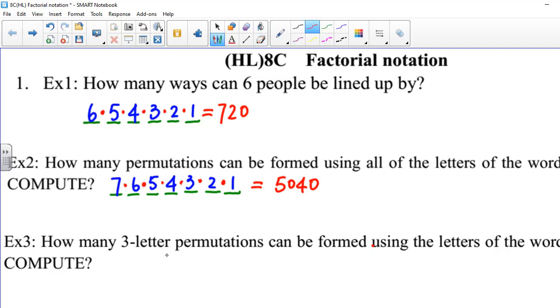Let's look at the last example. How many 3-letter permutations can be formed using the letters of the word compute? Very similar question to example 2. But this time, I'm not using all 7 letters. I only need to use 3 letters to form different permutations. 1, 2, 3. So I only need 3 letters. That means I only have 3 steps to finish the task.